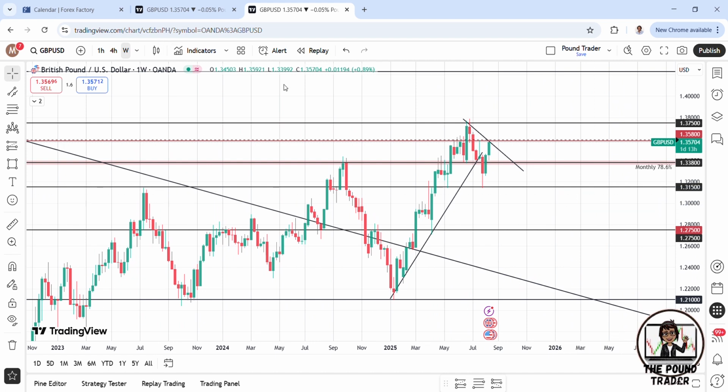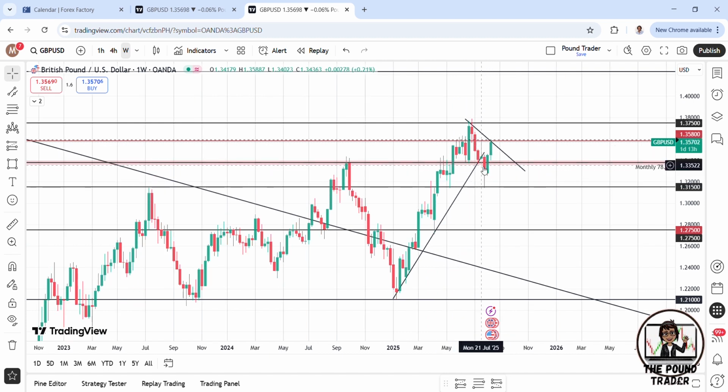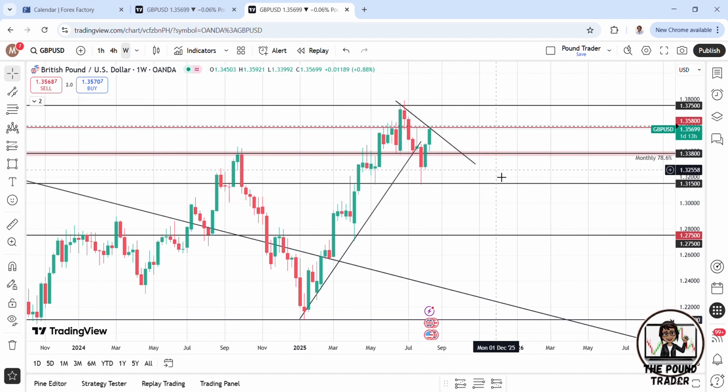The Pound Trader here, and we're just going to start off with the Pound USD analysis on the weekly time frame. Now we can see here, guys, we are in an uptrend, but price broke below this trend line here, and I feel like it is making a retracement.